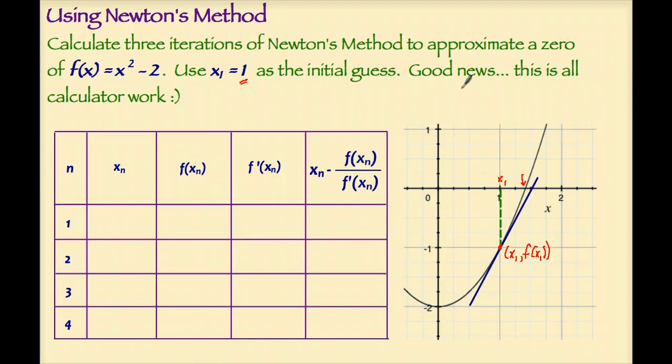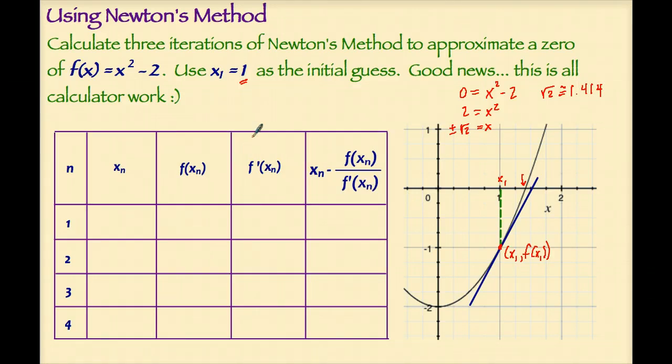Let's first of all discuss what the actual zero would be. If we set 0 equal to x squared minus 2, you can see that means 2 equals x squared. When taking the square root, we get plus or minus the square root of 2. So since we're on the positive side of the y-axis, we know that the actual value of the zero is the square root of 2, which is approximately 1.414. Let's see how close to this Newton's method gets us.